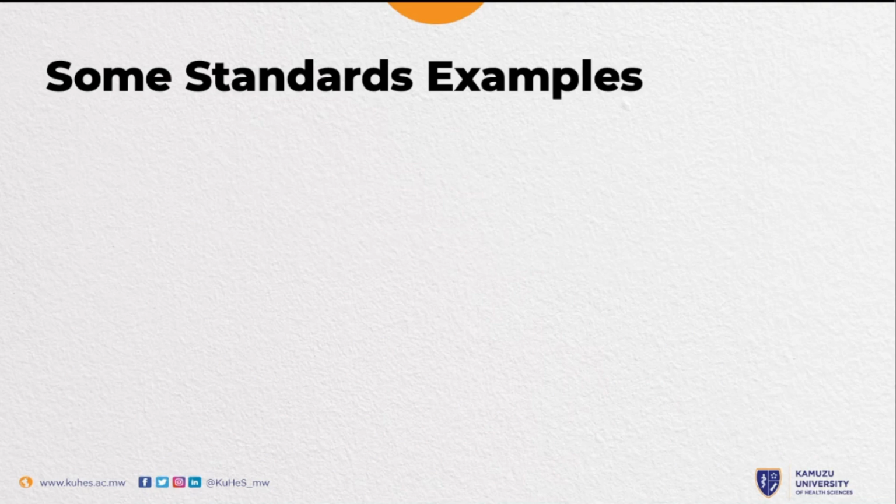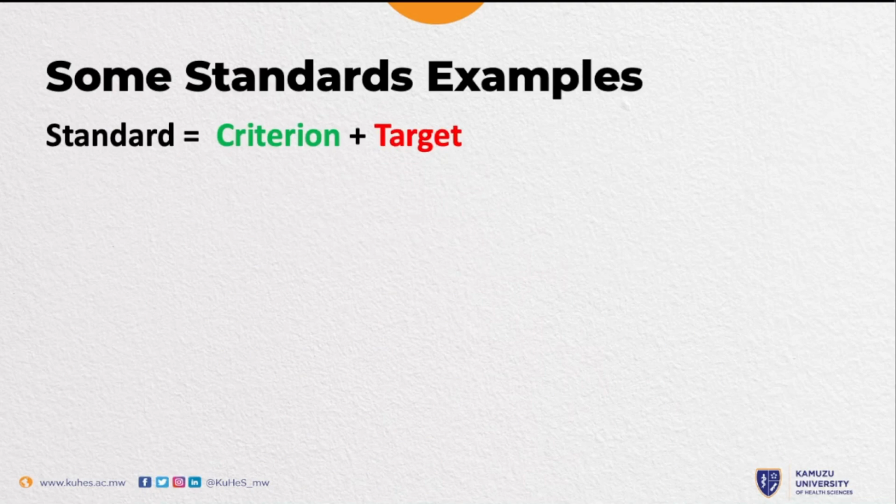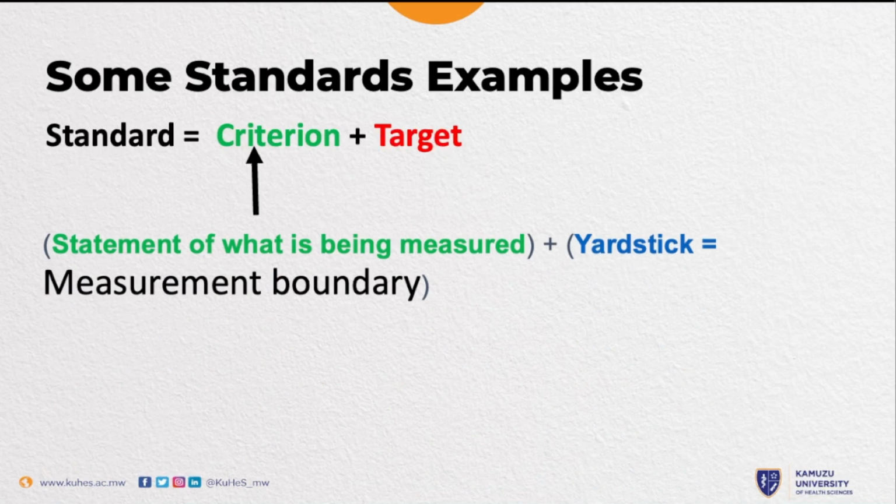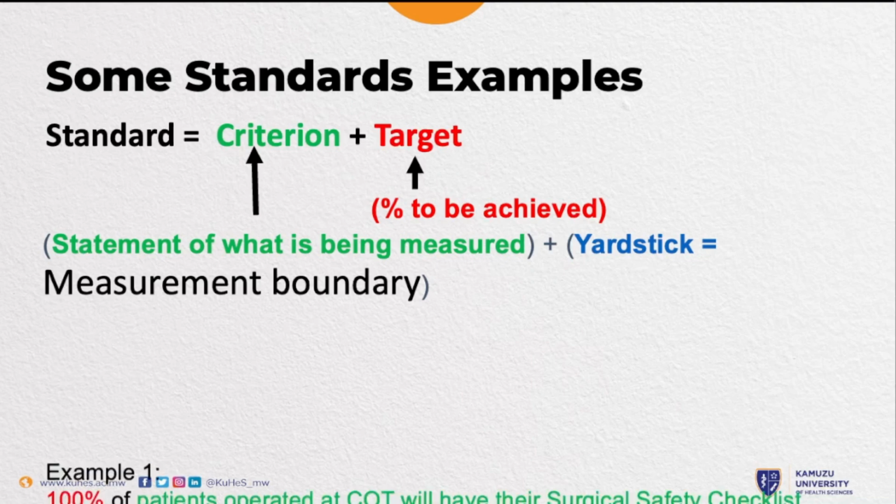All right? So let's give you some examples. Standard equals criteria plus target. So we are going to get a standard which is a statement of what to be measured, plus a yardstick. A yardstick, we said, is a boundary. This statement should be within what? You see the example shortly. Then you set the target, which is a percentage to be achieved.